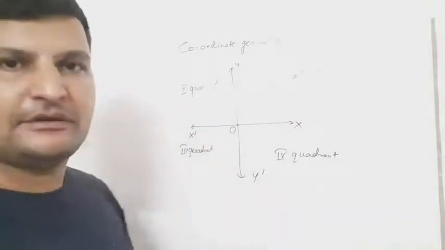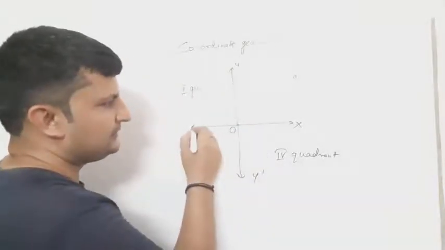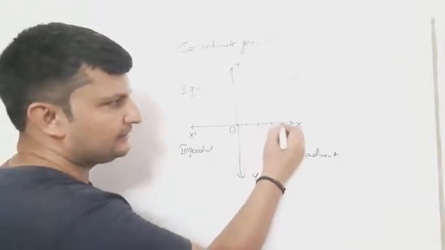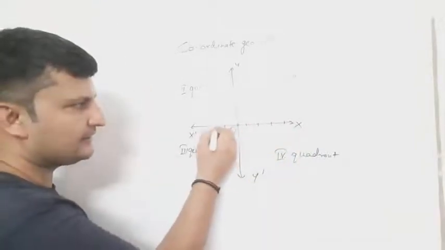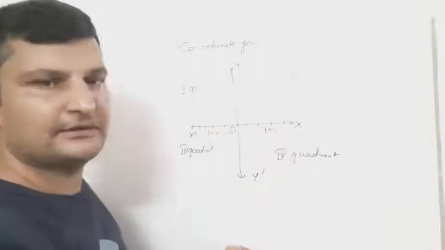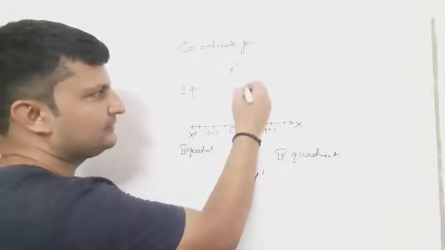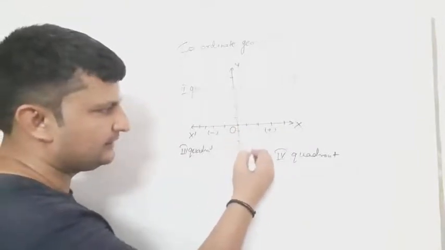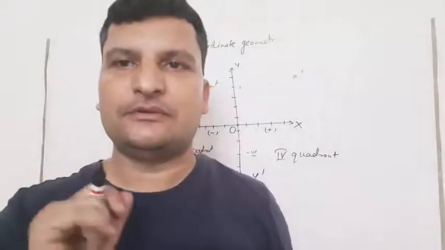Now, as we know, we have already understood number lines. Suppose this is a number line. On the positive side, all the terms are in positive form, and on the left-hand side, all the terms are in negative form. Here it is positive, here it is negative. Similarly, on the upper side, all the points are positive, and on the downward side, all the points are negative. So we have to write the coordinates of the first quadrant.